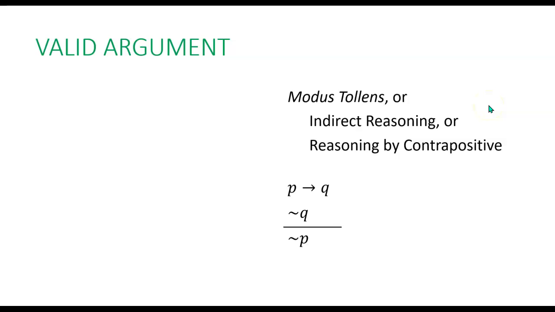Next kind of argument, if P then Q, not Q, therefore not P. So this is a valid argument. It has, again, a fancy Latin term, modus tollens, but you can also call it indirect reasoning or reasoning by contrapositive. And if you watched the last video, you've already seen one example of this kind of argument.